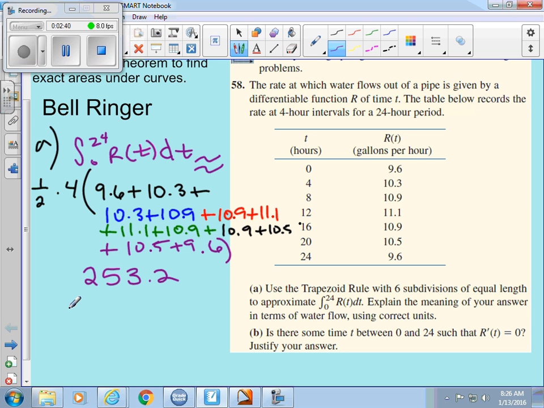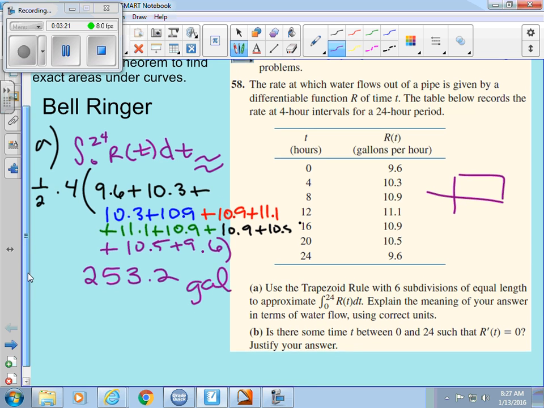Why do I say approximately? It's trapezoids. Trapezoids aren't exact. Those are always approximate. Units. Well, if r of t is gallons per hour and t is in hours, so let's just draw a rectangle for a second. If the base is measured in hours and the height is measured in gallons per hour, what happens when I multiply? The hours cancel and I just get gallons. That's huge for answering this question. Does everyone agree? Just knowing the units is huge.